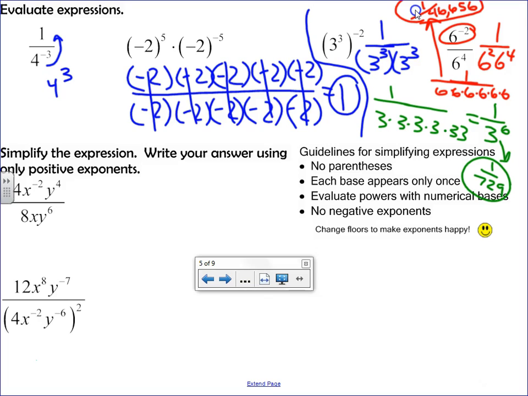So why don't you try those next two examples? Check your answer when you're ready.